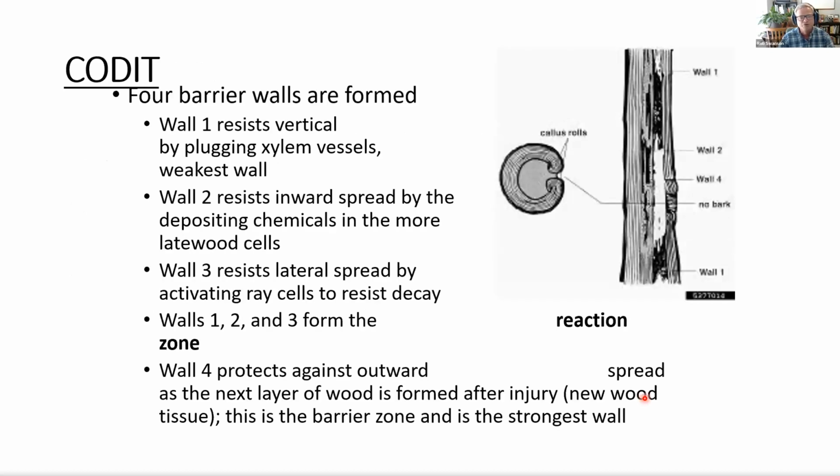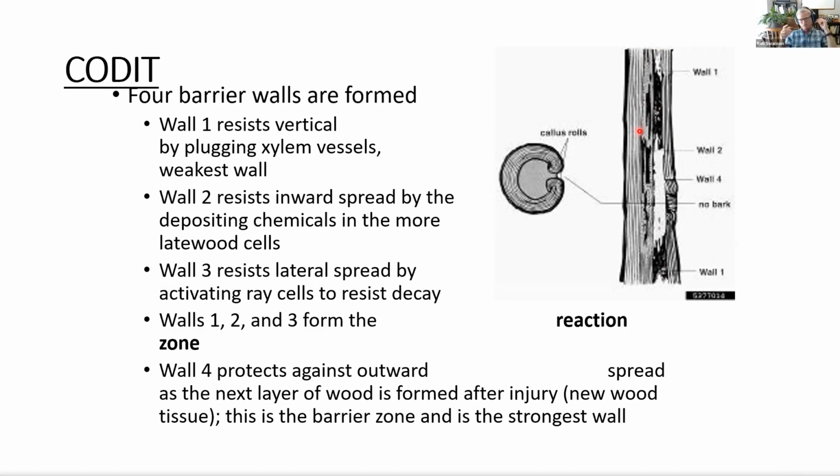So the CODIT model helps us to understand the 3-dimensional aspect of compartmentalization. It forms 4 barrier walls, and here they are in order of construction. Wall 1 resists the vertical spread of the injury. So wall 1 goes sort of up and down the tree. If this is my damaged cell, the cell above it and the cell below it are going to be where wall 1 is developed.